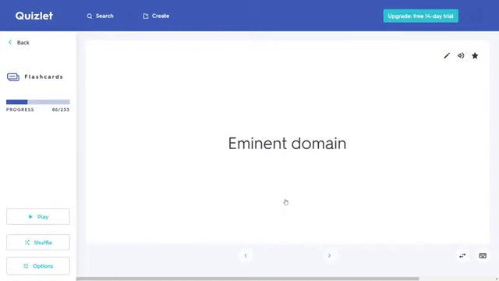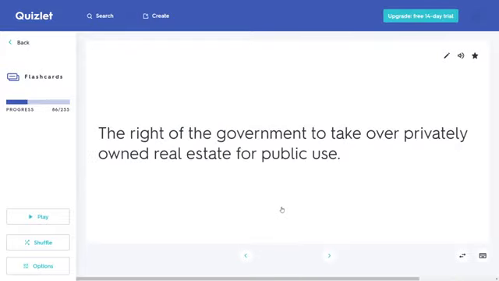Okay, eminent domain. So here's a few seconds for you guys. Okay, so do you guys remember what eminent domain is? We talked about it, I think, in our first video. Eminent domain is the right of the government to take over privately owned real estate for public use.